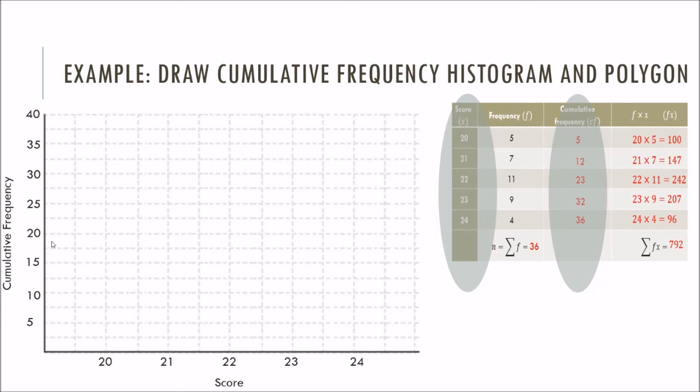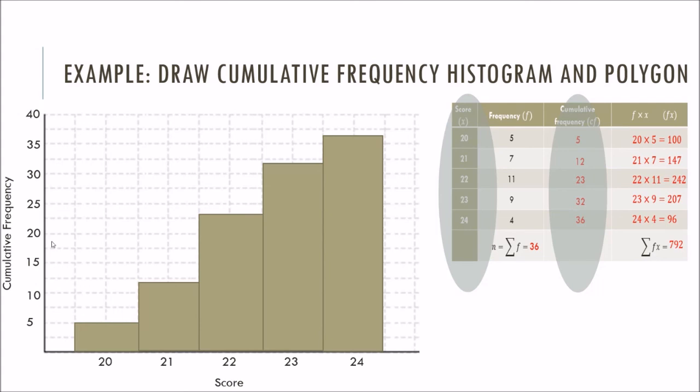Now I'm going to draw in my columns. Again, it's a cumulative frequency histogram, so we're going to be stepping up each time. So each column is going to be taller than the previous one. As we're drawing a cumulative frequency polygon, we're now going to start at the bottom left-hand side of our first column, and we're going to join the top right-hand side of each of our columns together. And that is our cumulative frequency histogram and polygon for that set of data.